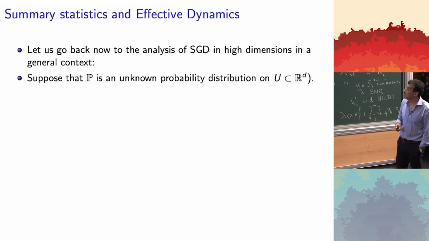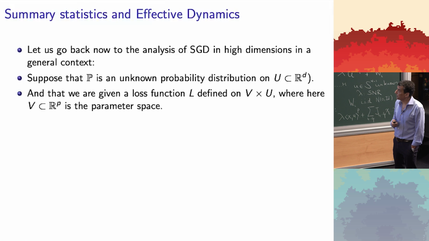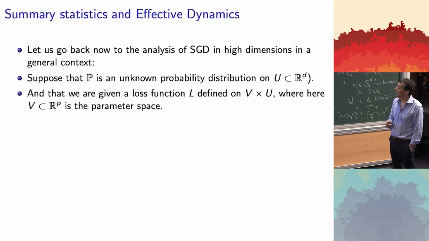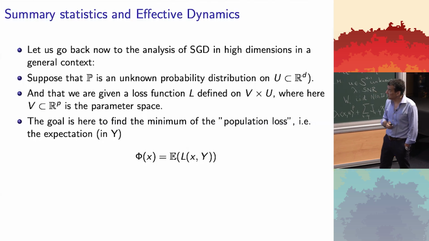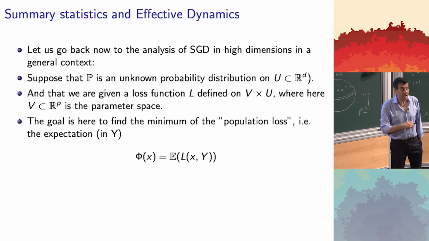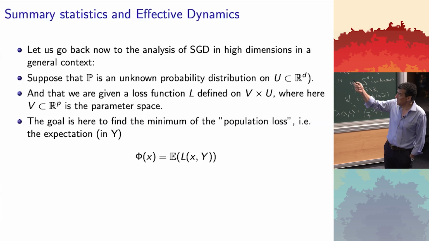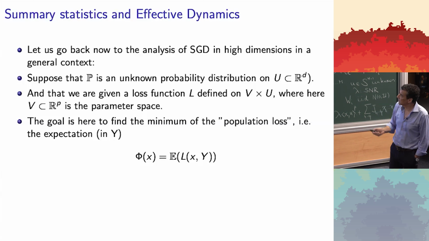So now P is an unknown probability distribution on an open set of R^D. We have a loss function, which was this in our case, defined on V cross U, where U is the data space and V is the parameter space. And the goal is to find the minimum of the population loss, phi of x, which is the expectation of L of x, y. And of course, you have devised your statistical procedure, your loss function, so that the minimum of this population loss is the true value of the parameter and to estimate P.